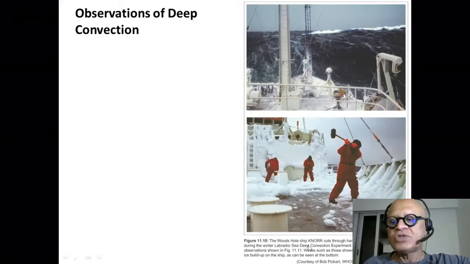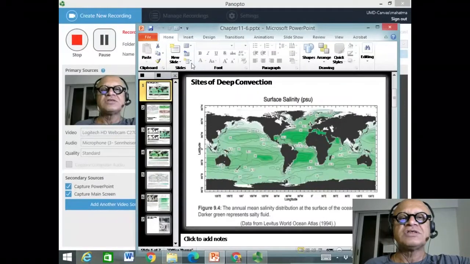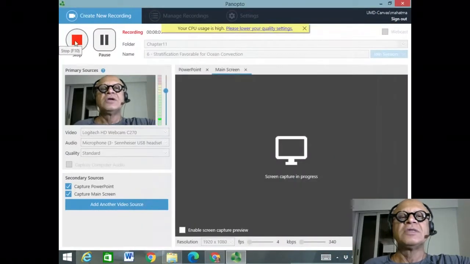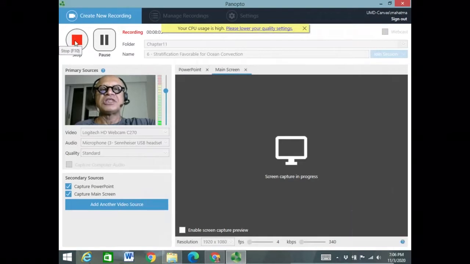So the ship from Woods Hole went into the Labrador Sea during the fall winter months of 1996 and 1997. You can see this massive wave coming towards the ship here, and the cold, miserable temperatures freeze everything on deck, but it has to be cleared up for instrumentation and so on. So these hardy souls are out here breaking the ice in this harsh winter. The data collected from this cruise is really phenomenal, showing us the deep water formation, which we will see in the next podcast.